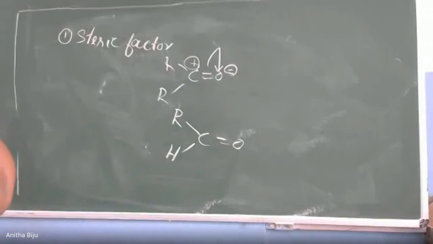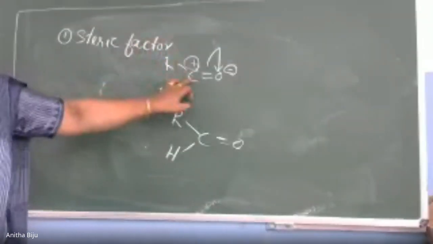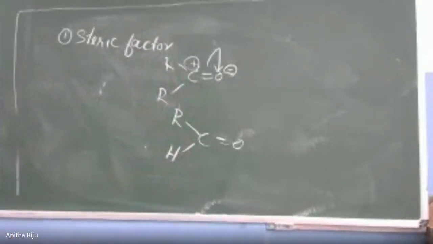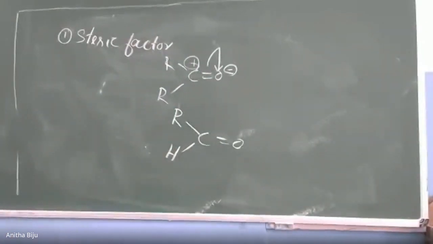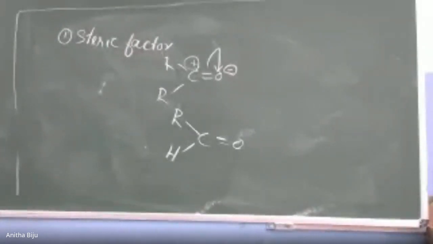Two factors are there. One is steric hindrance and second is electronic factor. Electronic factor, simply you can say that these two groups are electron donating, they are adding electron to carbon. That means it will reduce the positive charge on the carbon atom. Because of that reason, the addition reaction will not take place quickly. Got it?